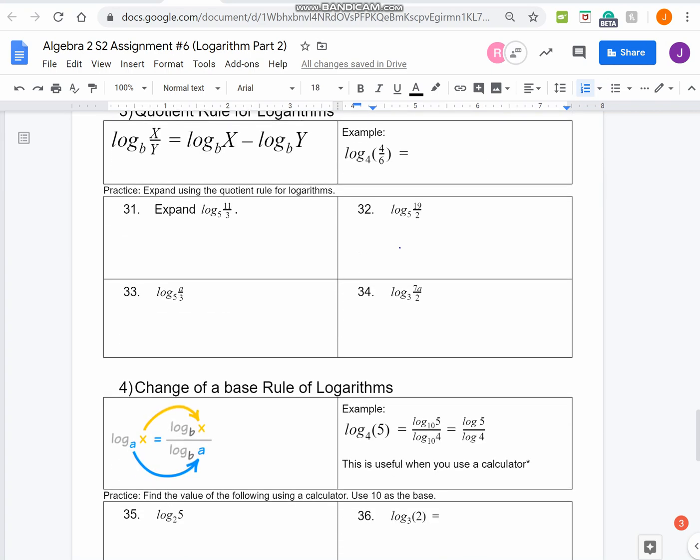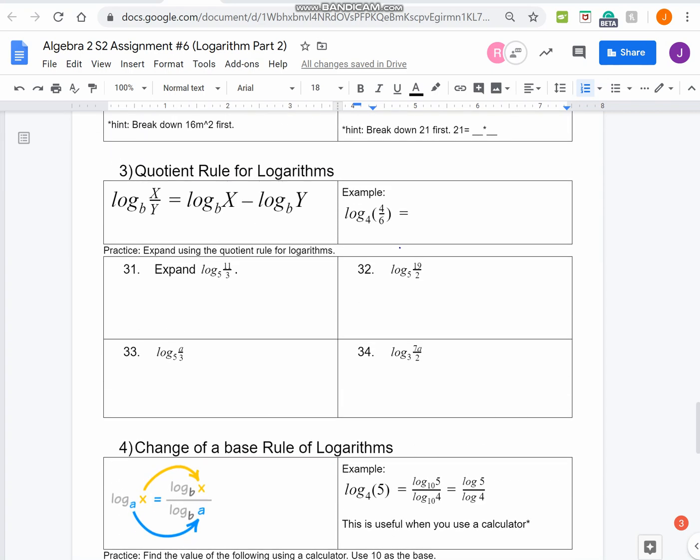Okay, now our third logarithm rule is going to be the quotient rule. The quotient rule means that when you are dividing, you're going to do something about this log to simplify or expand this. And that is log base b of x over y can be expanded as log base b of x minus log base b of y. So when you are dividing, we are subtracting.